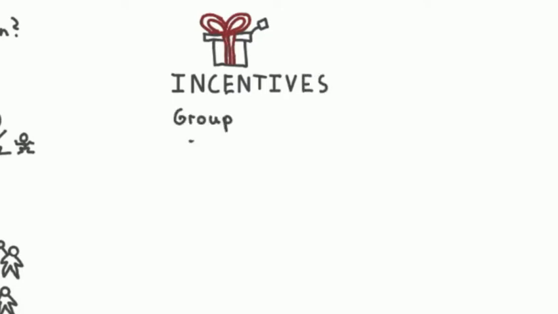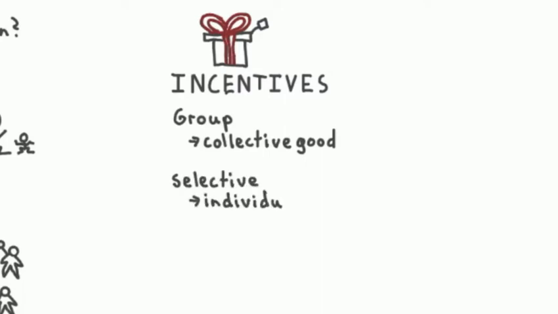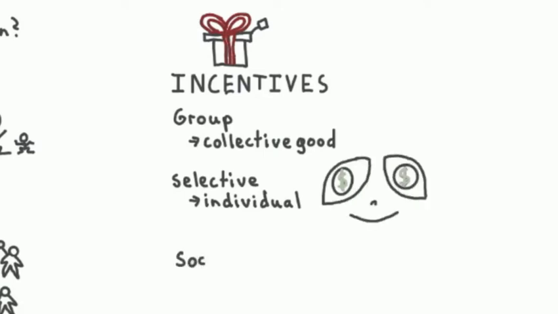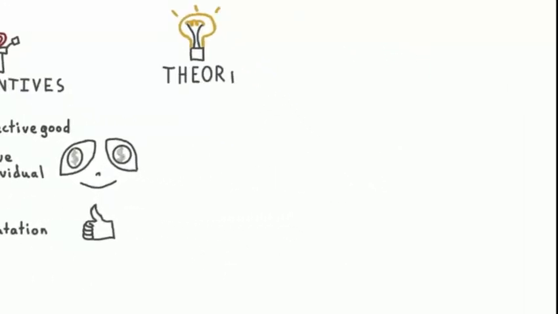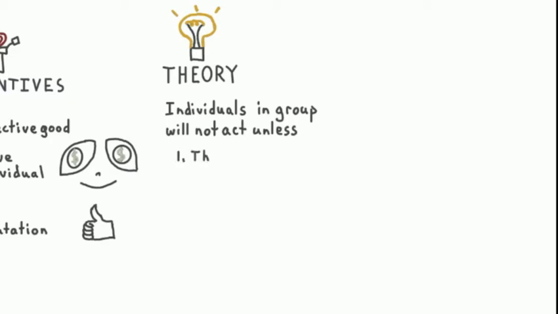There are three types of incentives that are important for this theory. They are group, which is based on the collective good, selective, which is basically the individual incentive, and social, which is something like reputation and can be either of the group or selective incentive types. The collective action theory states that the individuals in a group will not act unless, number one, the group is small, or number two, the individual is coerced, or number three, there are individual incentives.